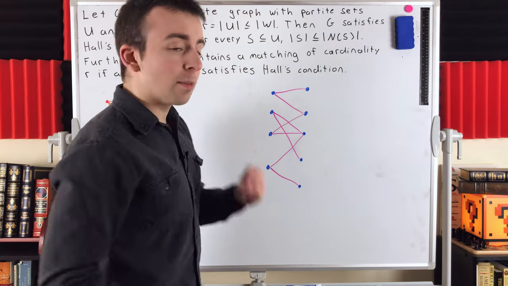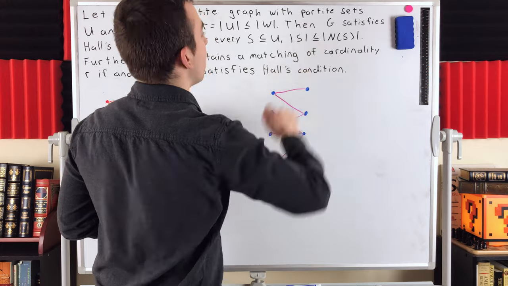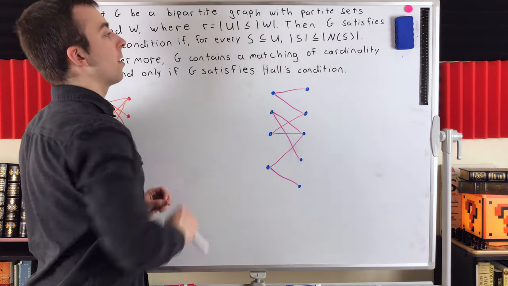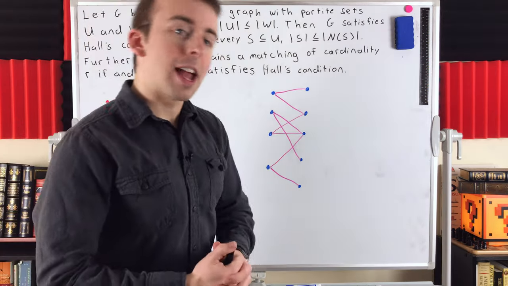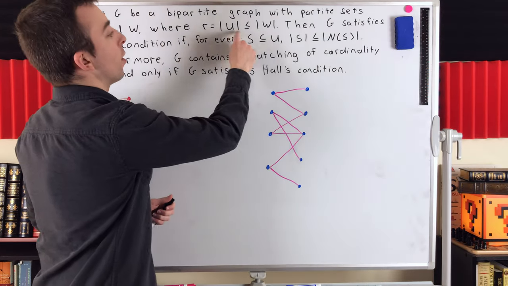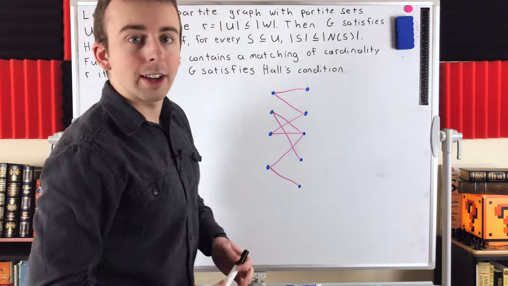Something I should point out, of course, S is a subset of that smaller partite set U. Since this is a bipartite graph, the neighborhood of S is a subset of the other partite set W, because every edge in a bipartite graph joins vertices in the different partite sets.